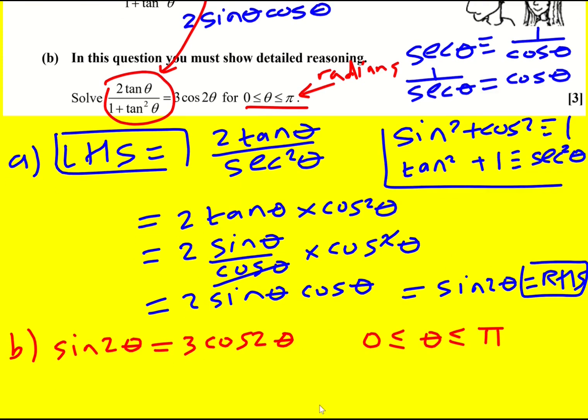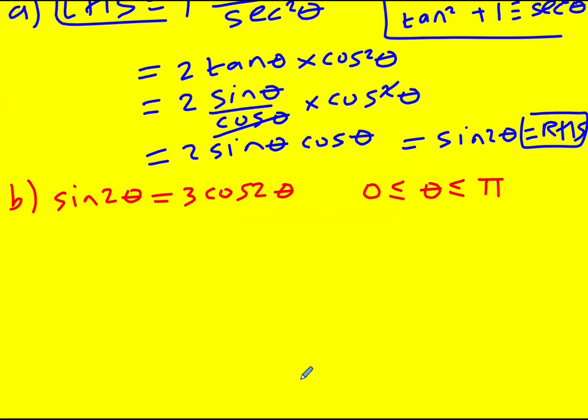Okay. And now the classic way to deal with this is to divide by cos 2 theta. So it's going to become tan 2 theta equals 3. You've got a sine and a cos. You don't want that in the equation. You've got to try and get rid of it somehow, and we can by dividing.